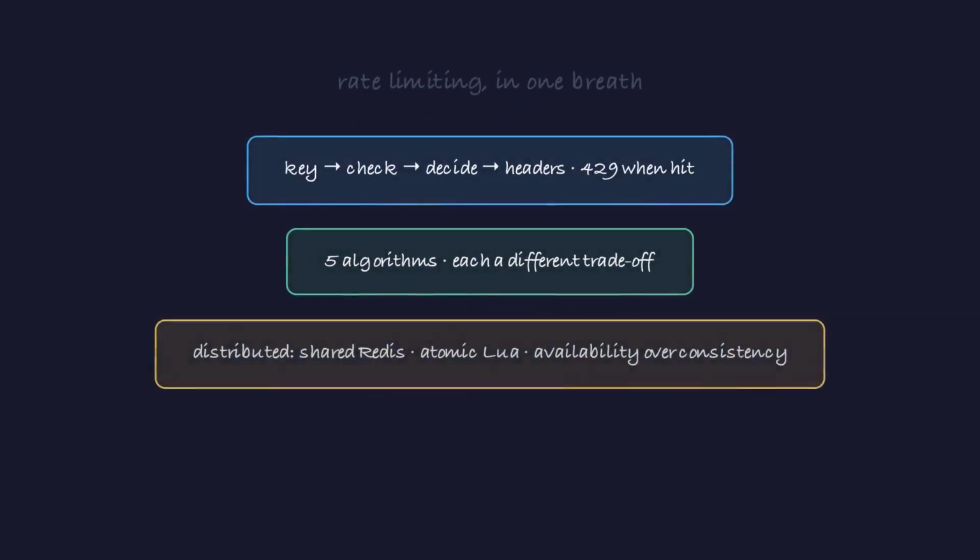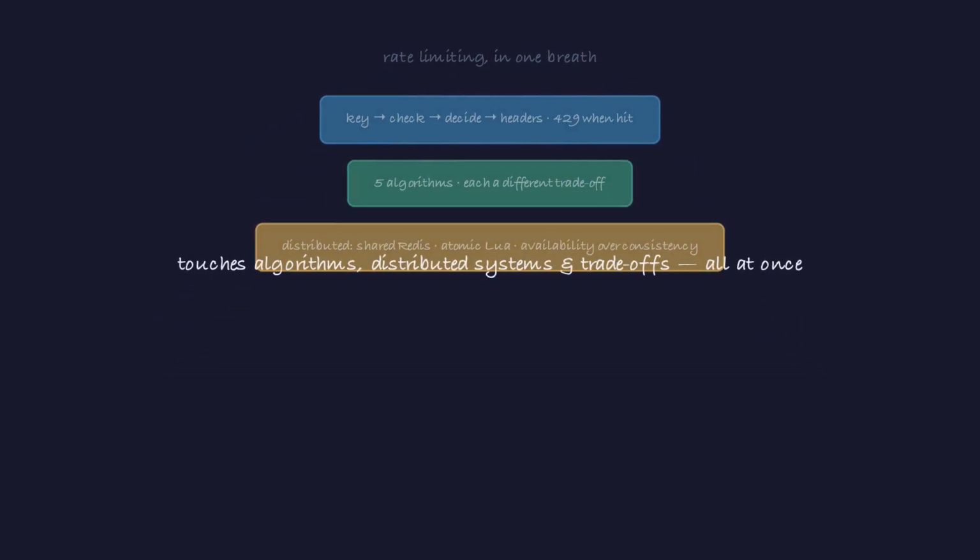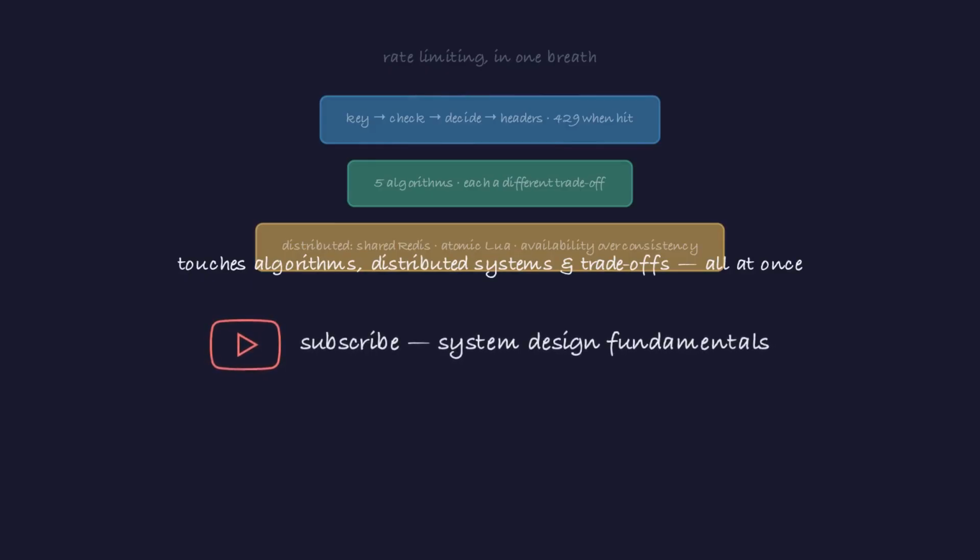So to bring it together, rate limiting protects systems from overload. Every limiter identifies a key, checks a limit, decides, and returns headers, with a 429 when the limit is hit. 5 algorithms, each a different trade-off. And in distributed systems, shared Redis state, atomic Lua scripts, and availability over perfect consistency. It's one of the highest value system design interview topics because it touches algorithms, distributed systems, race conditions, and real trade-offs all at once.